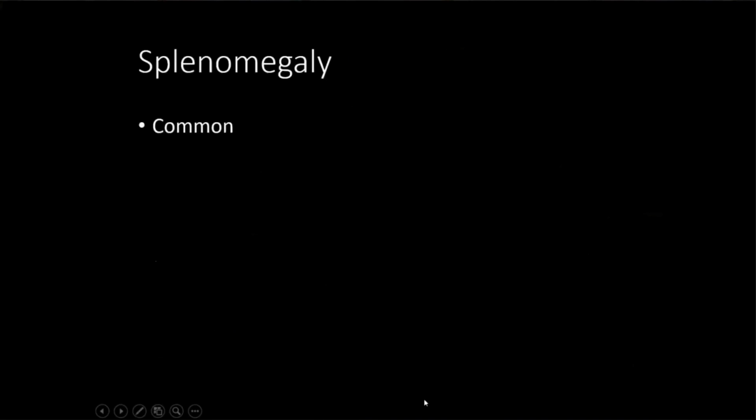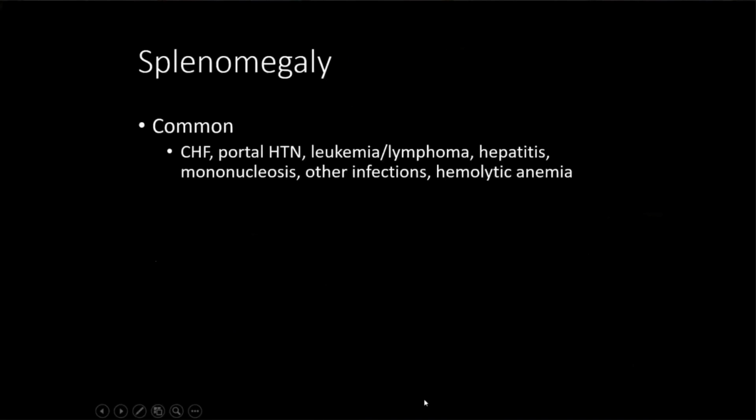So splenomegaly, the common things are kind of the common things that might give you hepatomegaly too. CHF, portal hypertension, leukemia and lymphoma will give you a large spleen. Hepatitis can give you a big spleen. Mono can give you a big spleen. So if you have a young kid and you can feel their spleen, you can throw an ultrasound on it and take a look at it and prove that it's large.